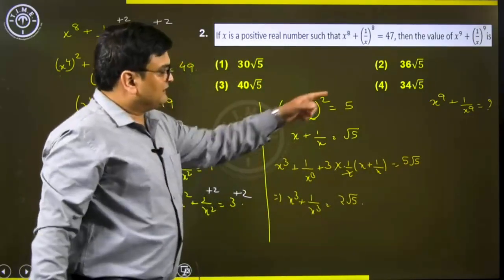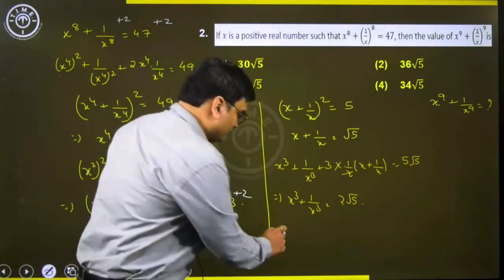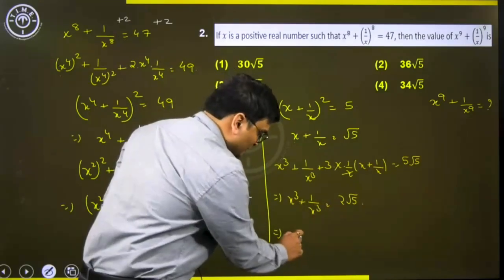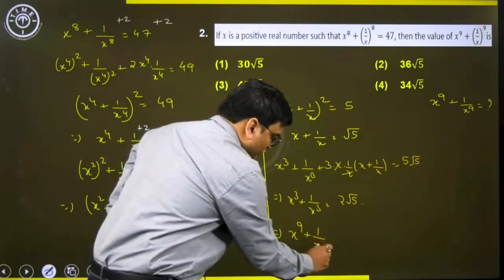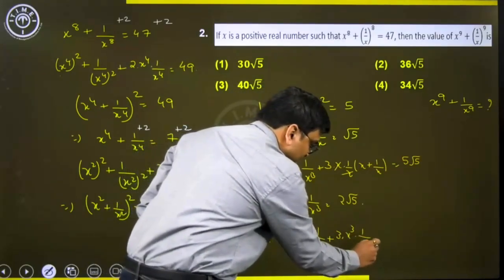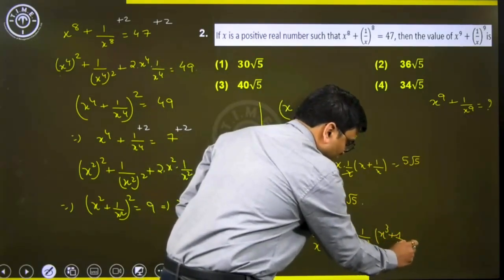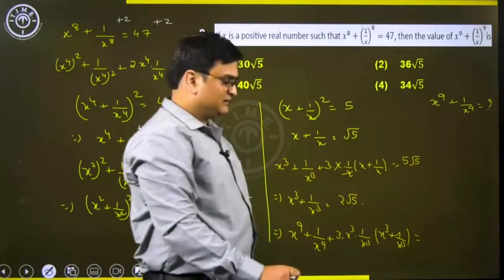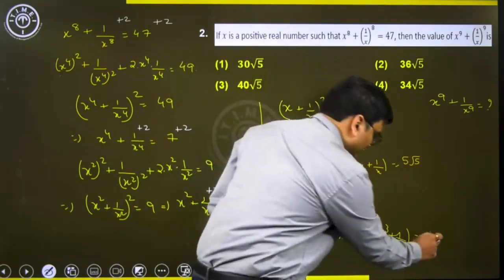We are still not there, I want to reach x power 9, so let us cube it one more time. When you cube it once more, a plus b the whole cube again: x cube whole cube plus 1 by x cube whole cube plus 3 into x cube into 1 by x cube into x cube plus 1 by x cube. I hope now you can see very clearly what we are getting when we cube it. So it is going to be 8 into 5, which is 40 root 5.